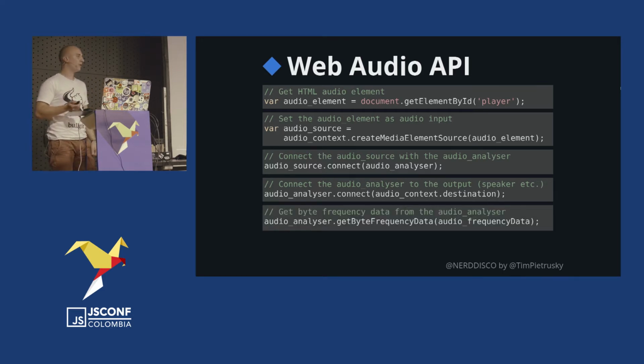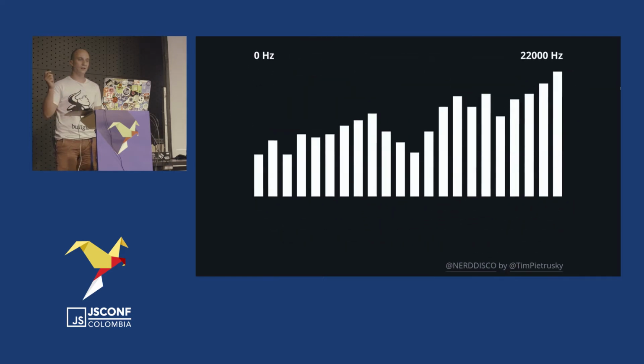When we call the getByteFrequencyData function, we get a lot of frequencies put into the array we defined earlier. And the frequencies, if you visualize them, can look like this. You have something from 0 Hz to 22,000 Hz. These are a lot of values, and it's really hard to understand what they are doing.